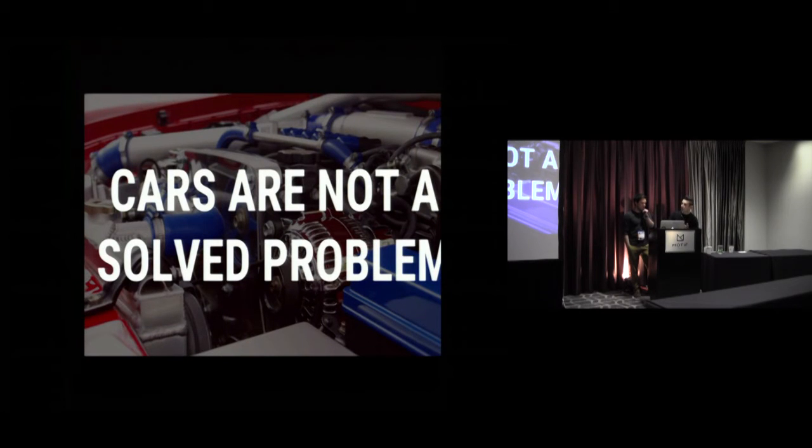And I think also it says cars are not a solved problem. This slide would have been wrong if we'd shown it perhaps at the end of the 20th century, right? Perhaps cars were a solved problem. What we were seeing was just iterations on a theme. But now, suddenly, now that we see cars as a digital entity, what does that mean?